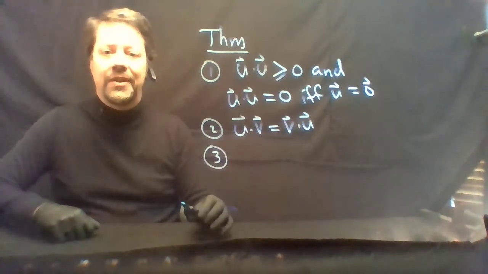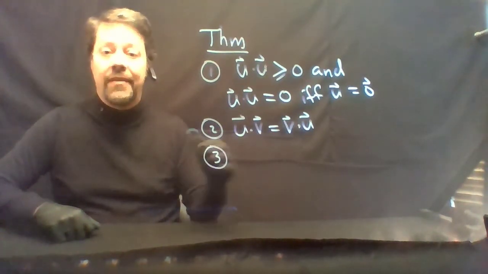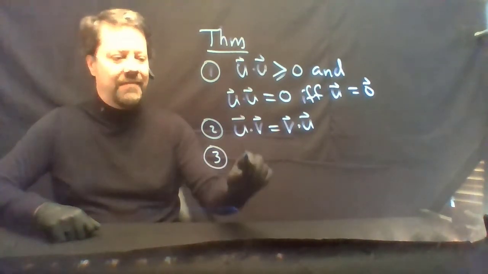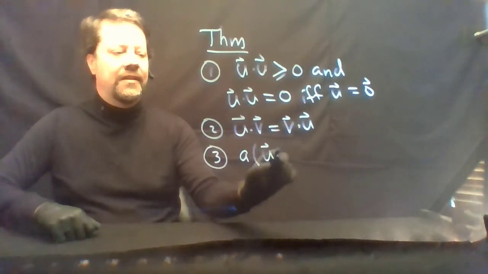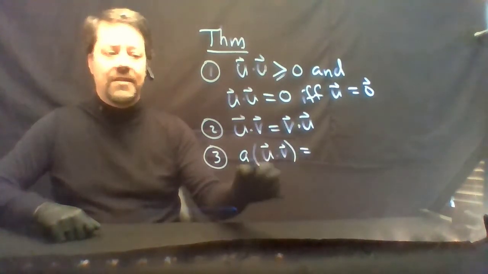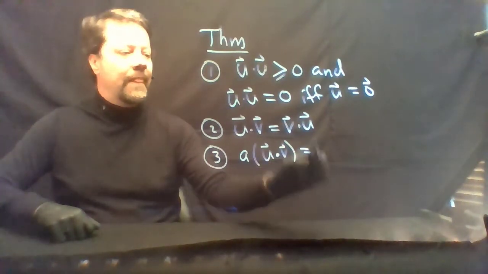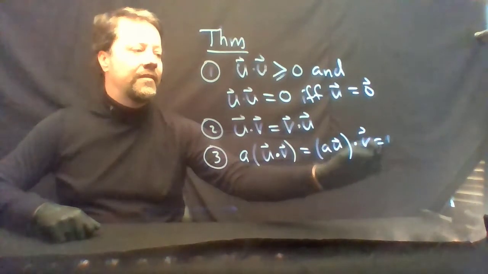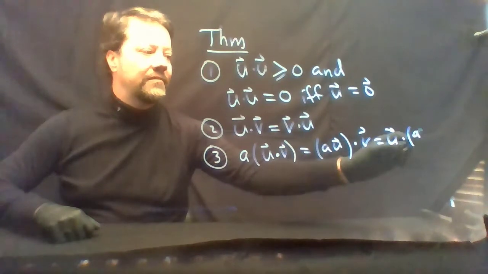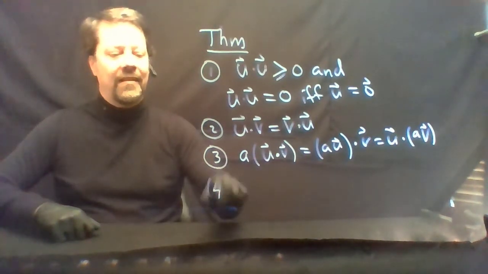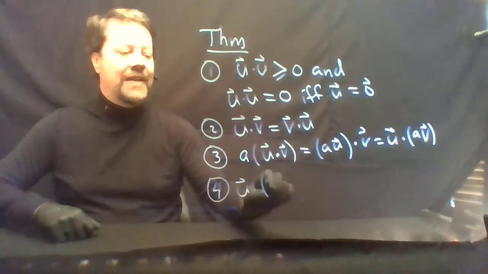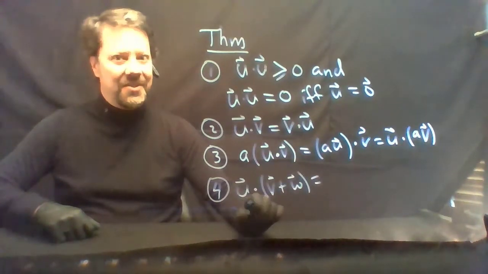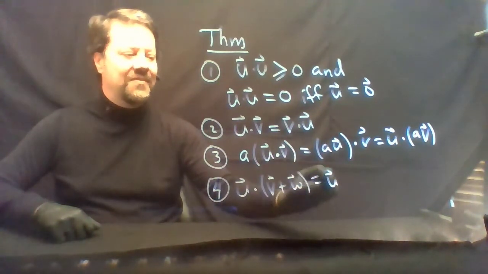Once we introduce a new operation, we need to know how it works in relation to the other operations that we have, in particular with respect to scalar multiplication and vector addition. For scalar multiplication, a scalar times the quantity u dot v is the same thing as associating that scalar with either of the factors in the product. And finally, u dot the quantity v plus w. Is there a distributive law? And the answer is yes.